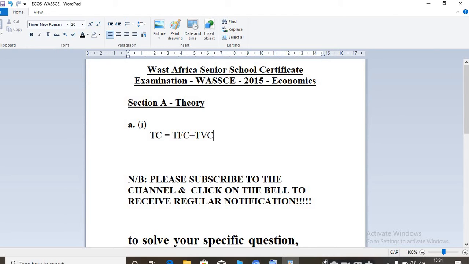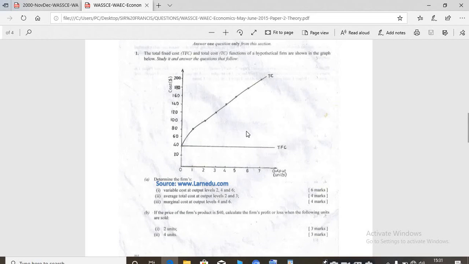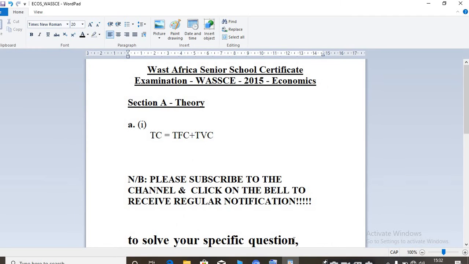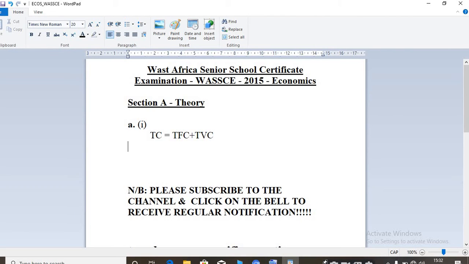But the question says that we should find the variable cost at output 2, 4, 6. If you look at the graph, or at the question, we have been given the total cost curve and the total fixed cost curve, but we don't have the total variable cost curve. So it will be very difficult to get the answer if we don't use the formula. We cannot get the answer straight from the graph, but with the help of the formula and the explanation I've given you, you'll be able to get the answer. So let's get back to our solution board.